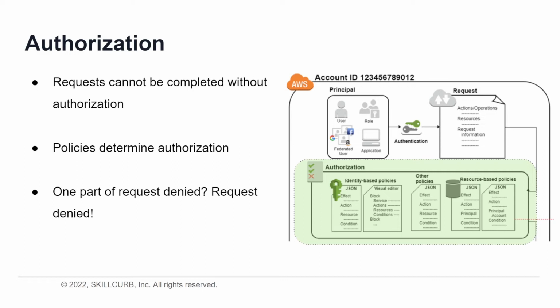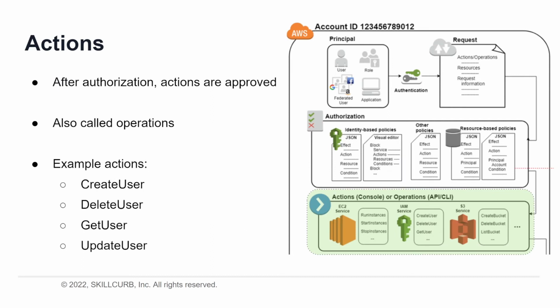One of the problems that you may experience with authorization is that you need complete authorization to perform actions in IAM. A single explicit deny will overrule any explicit allows that you have in your policies, and then all in all, your request is going to be denied. Once your request has been authenticated and authorized, AWS is going to approve the actions or operations that you want to perform in your request.